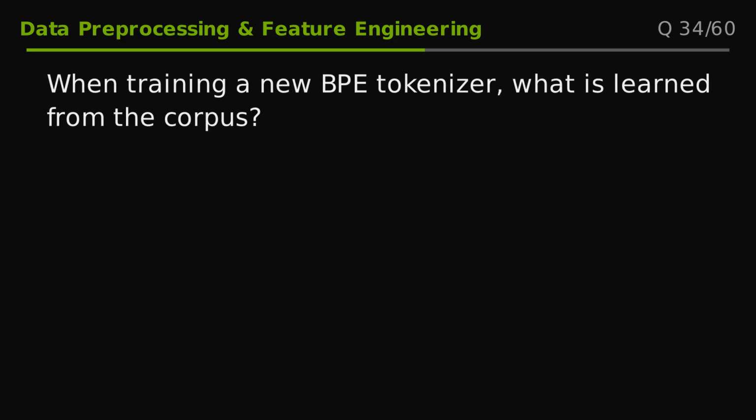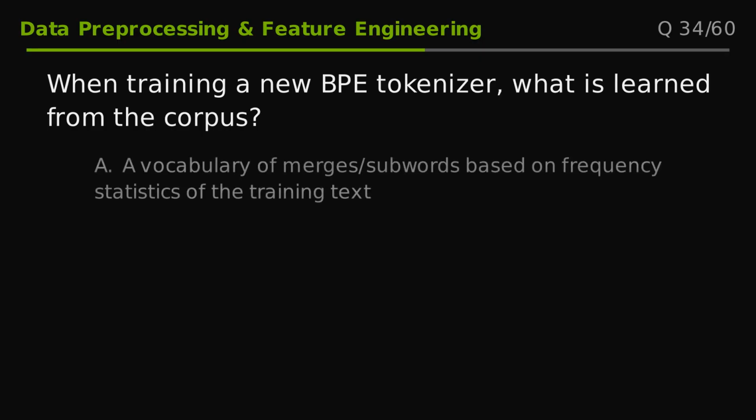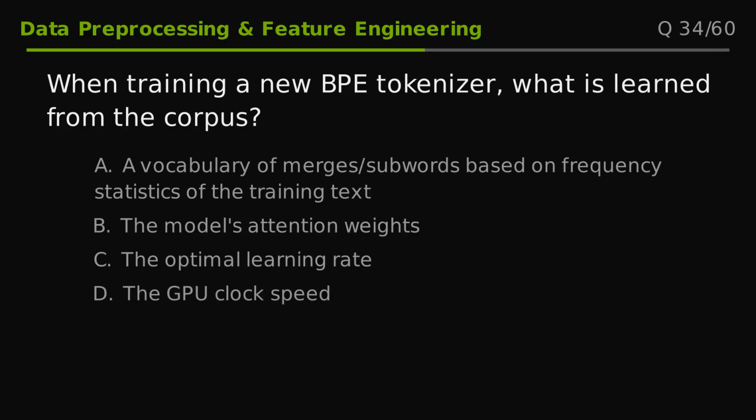Question 34. When training a new BPE tokenizer, what is learned from the corpus? Option A. A vocabulary of merges or subwords based on frequency statistics of the training text. Option B. The model's attention weights. Option C. The optimal learning rate. Option D. The overclock speed.